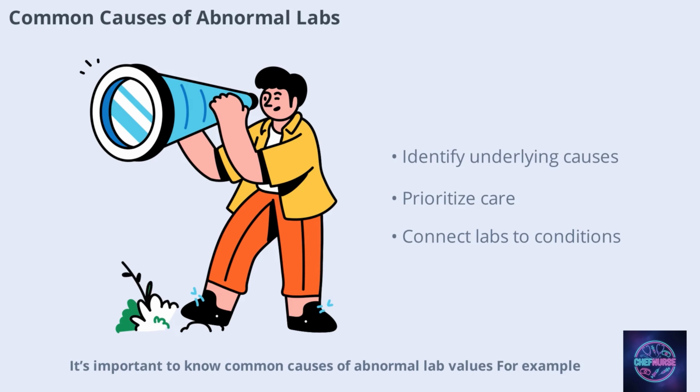It's important to know common causes of abnormal lab values. For example, infection can raise WBCs, dehydration can increase sodium and hematocrit, and kidney failure can elevate BUN and creatinine. On the NCLEX, you'll need to connect abnormal labs to possible underlying conditions and prioritize care accordingly.